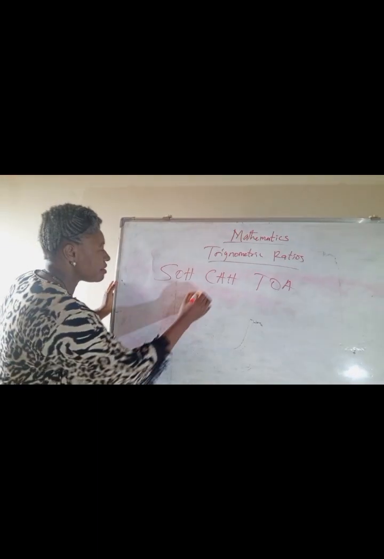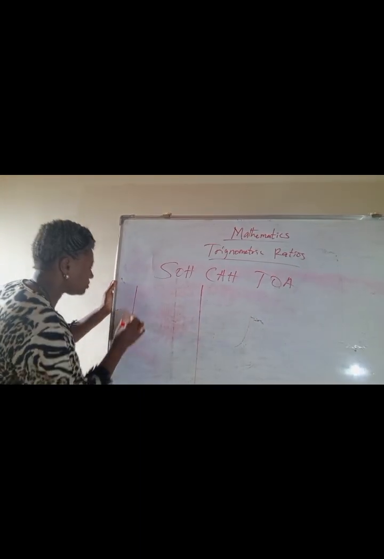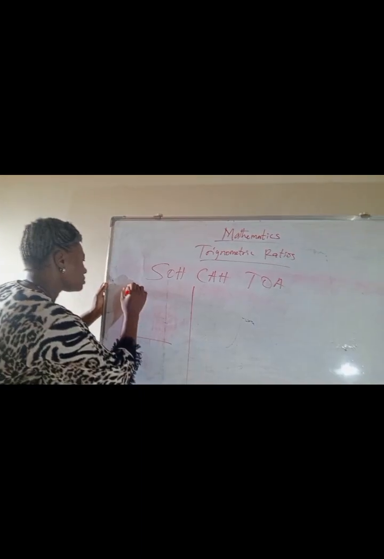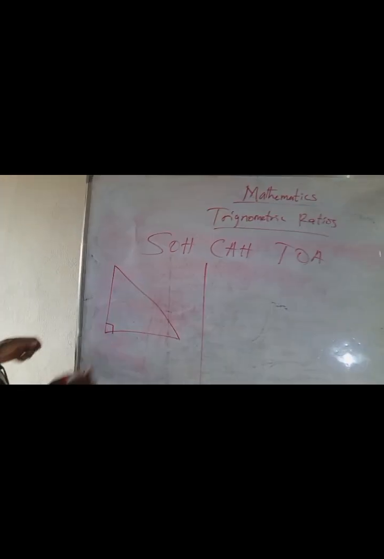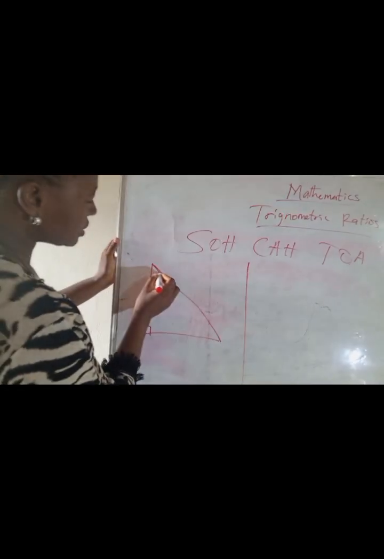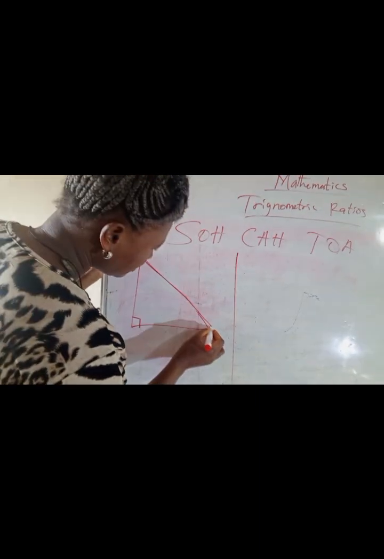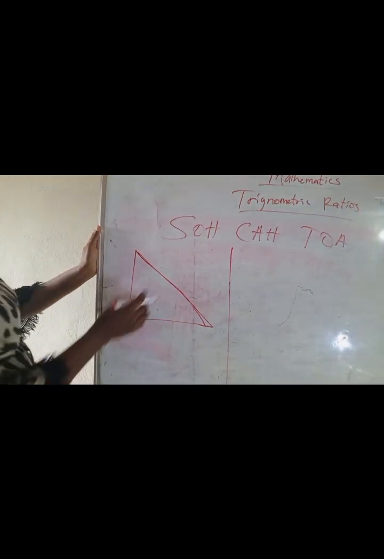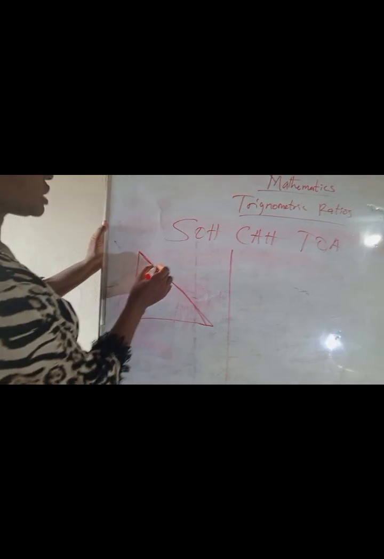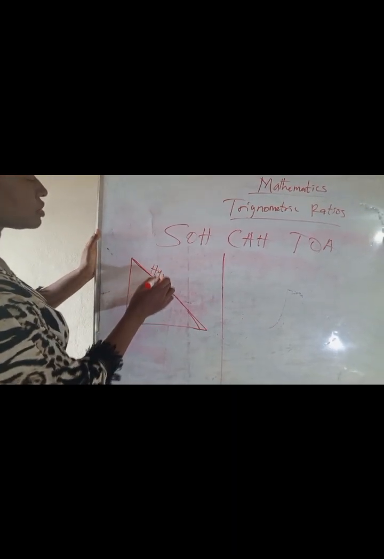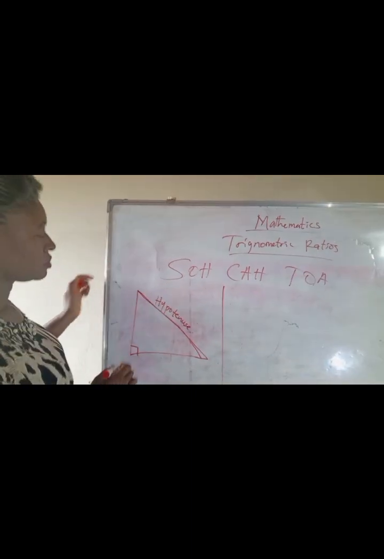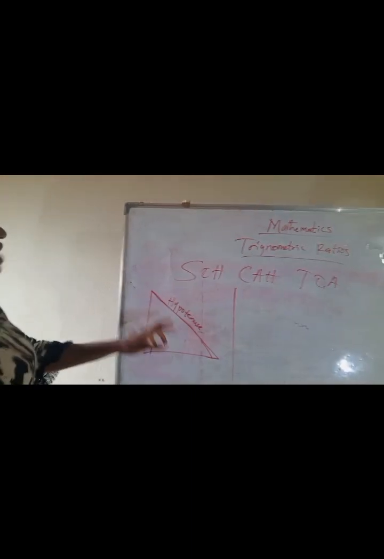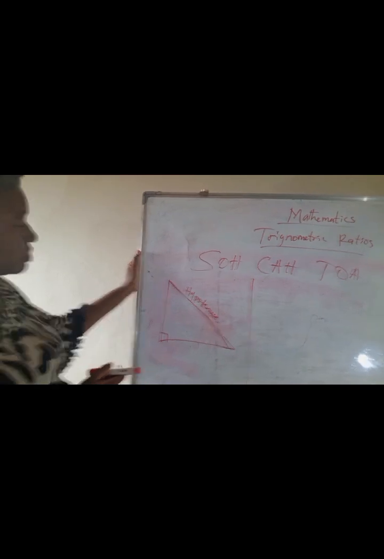Now, if you have a right angle triangle, in this right angle triangle, this is the longest side. And this longest side is called the hypotenuse.